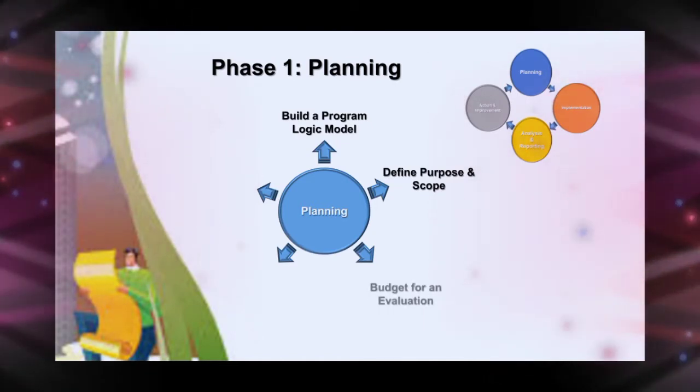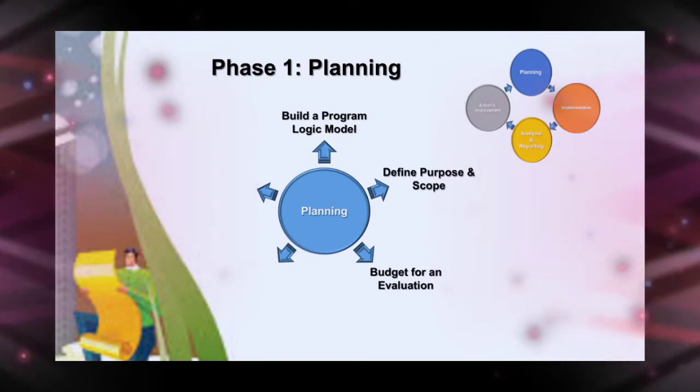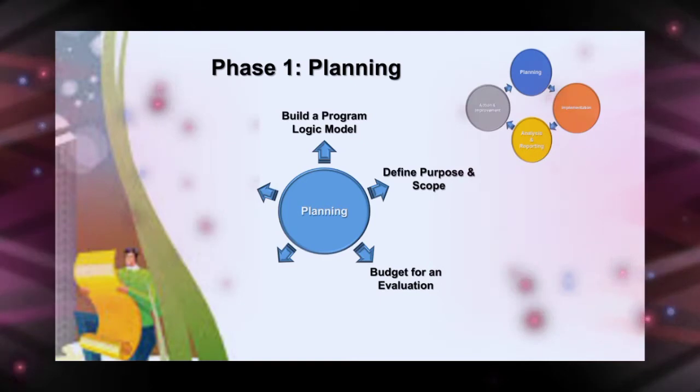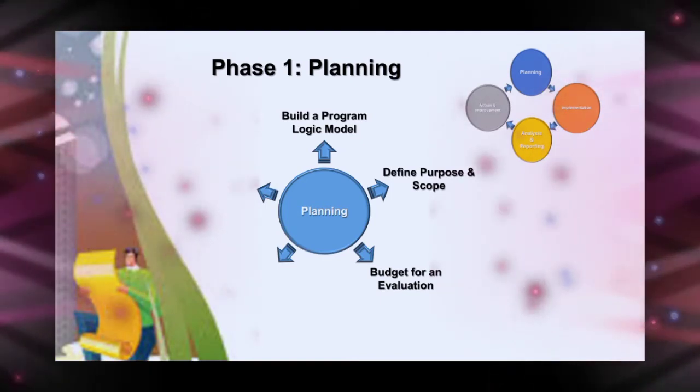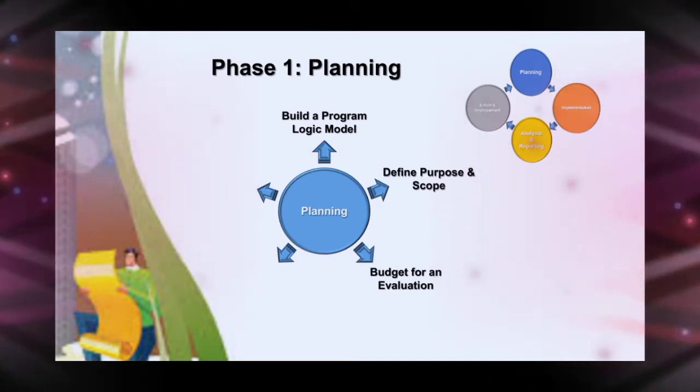Third step is budget for an evaluation. The common cost categories are the study design. It includes the type of study design, the size of the study, the level of expertise and experience of the evaluator, and data collection expenses. Another categories are the staff time, materials, equipment and supplies, travel, and data collection.